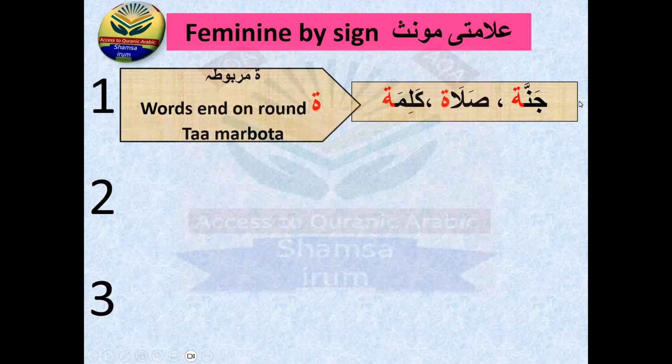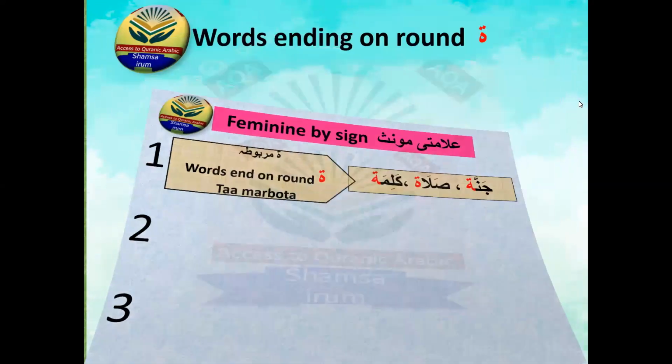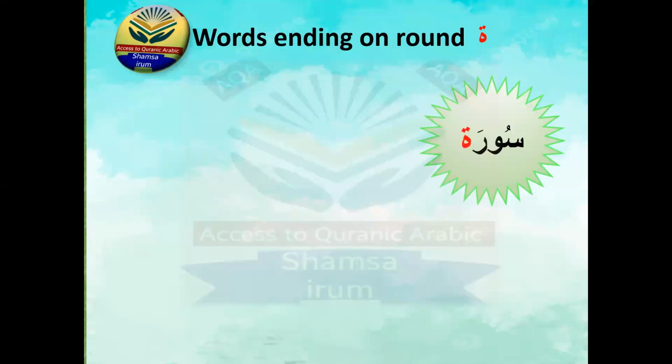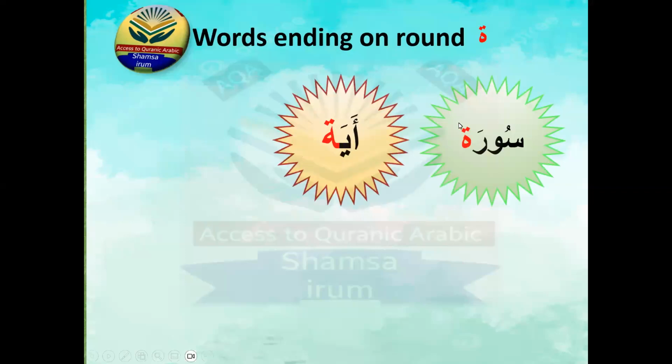Okay, and there are a few more words I want to show you, like suratun. I didn't put any haraka on the last letter, this round ta, the ta marbuta. I didn't put the dhamma, fatha or kasra, because any haraka can be on this word. It can be suratun, it can be suratan, or it can be suratin. So that's why I didn't put any haraka on it.